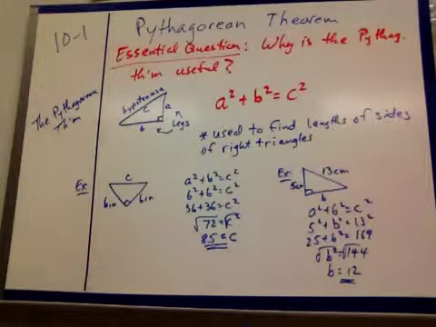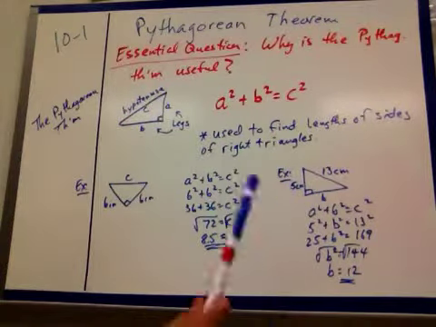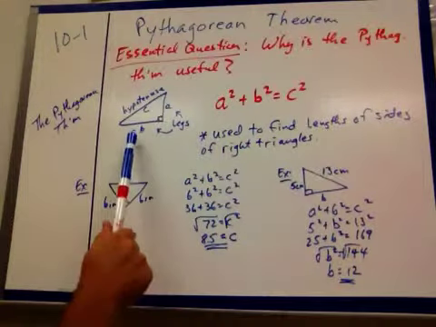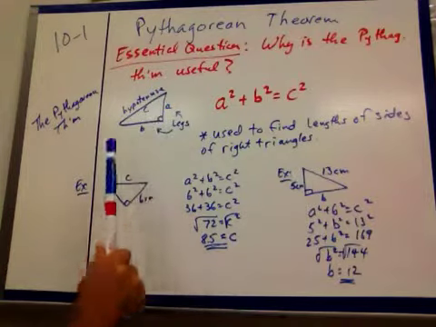You have to have a right triangle, and if you know two of the sides, you can find the third one using this formula. And the formula is a squared plus b squared equals c squared, where a and b are the two legs or two sides that make up the right angle.